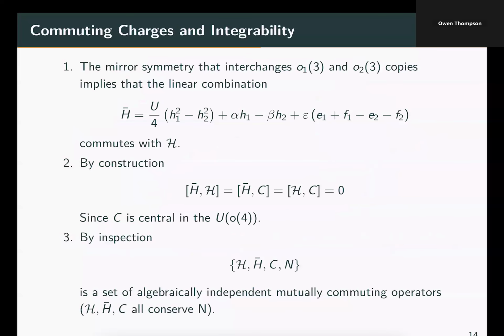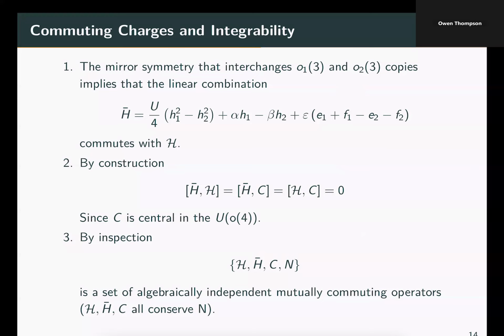Okay, so we've got the Hamiltonian and the number operator. We know that the Casimir operator is central in the universal enveloping algebra. So we've got 3 charges. We just need one more. And this comes from this H bar.